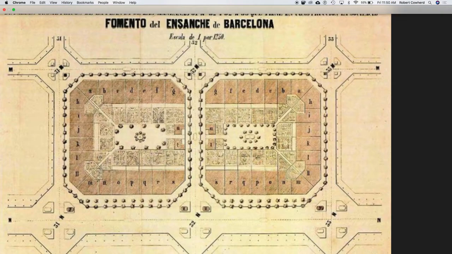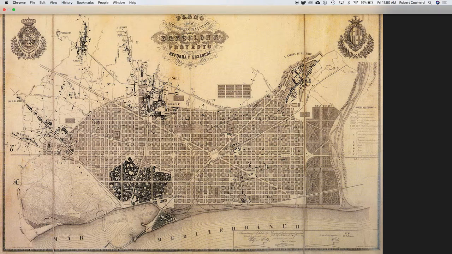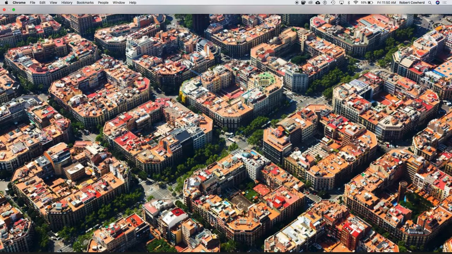The Barcelona block becomes a very powerful thing, and that's what becomes the basis of Cerdà's plan for Barcelona. And we see one of the great relationships of the form of the street, the form of an inner courtyard, the form of the block, and relationship to the unit.